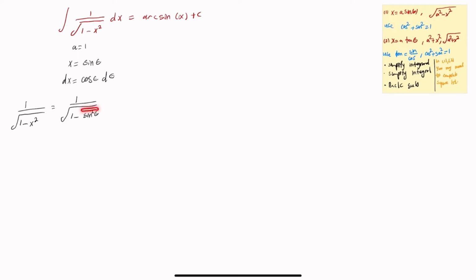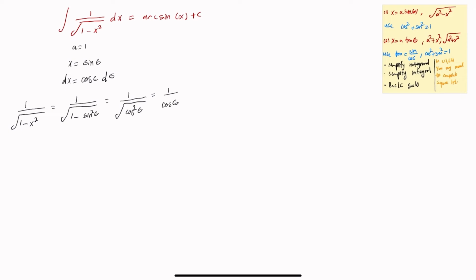Notice this 1 minus sine squared of theta can be written using this identity here, which is cosine squared of theta plus sine squared of theta equals 1. Notice when I solve for cosine squared of theta, we have 1 minus sine squared of theta, which is this term in here. Therefore, this term is equal to cosine squared of theta. Now let's take the square root. So we're going to have 1 over cosine of theta.